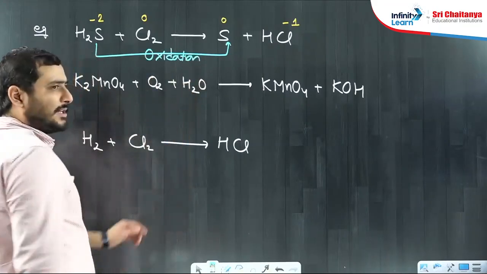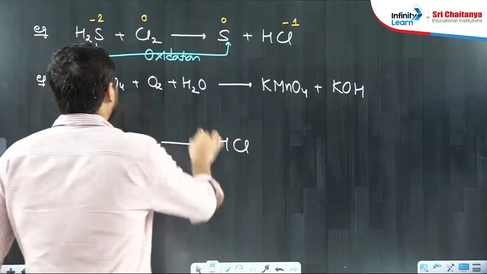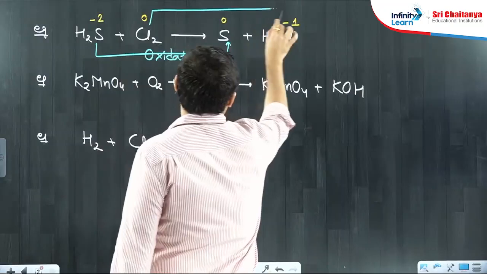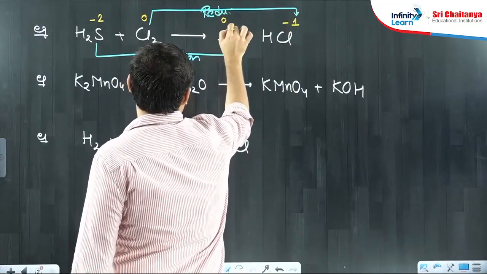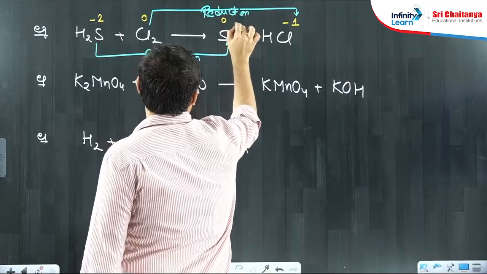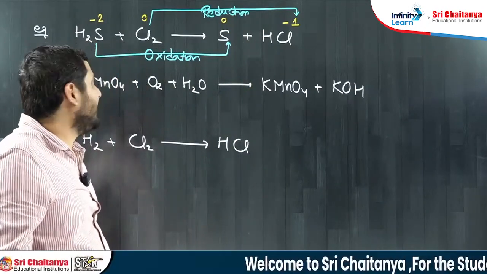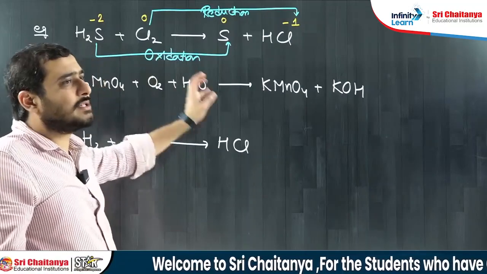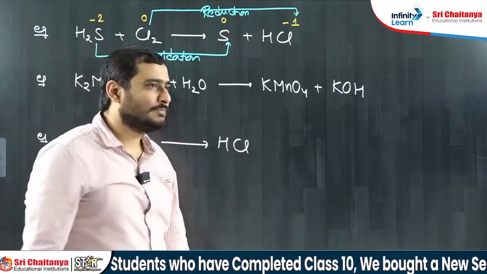So what we say here? Sulfide, sulfur 2 negative, is oxidized to sulfur. And here Cl2 goes from 0 to minus 1. Decrease. So decrease is termed as reduction. So in this case Cl2 is getting reduced and sulfide is getting oxidized. Clear?